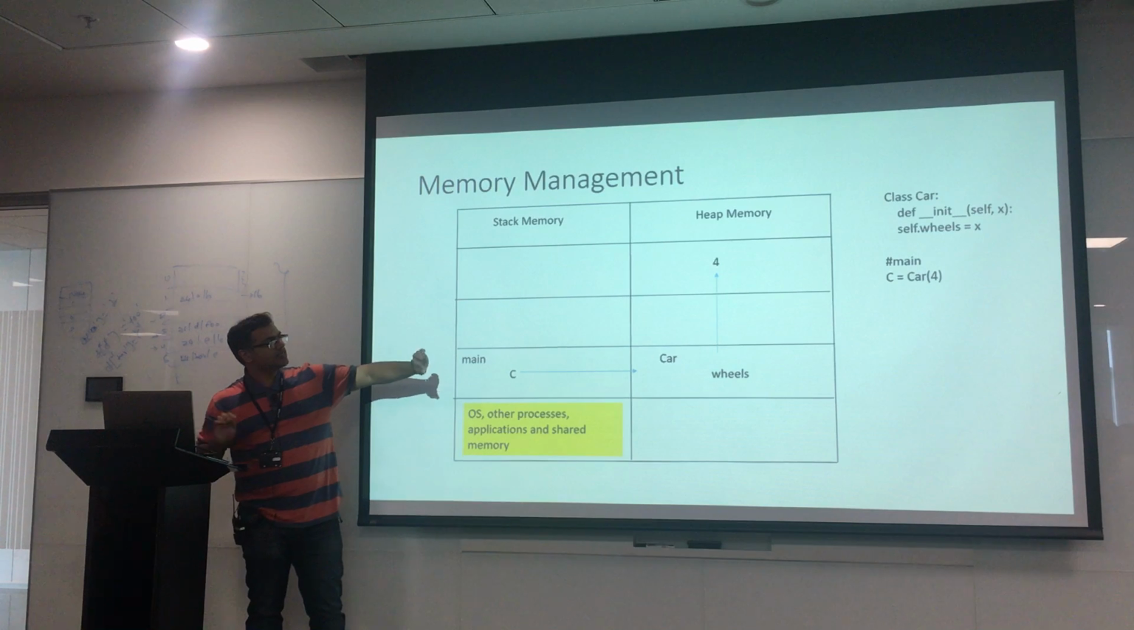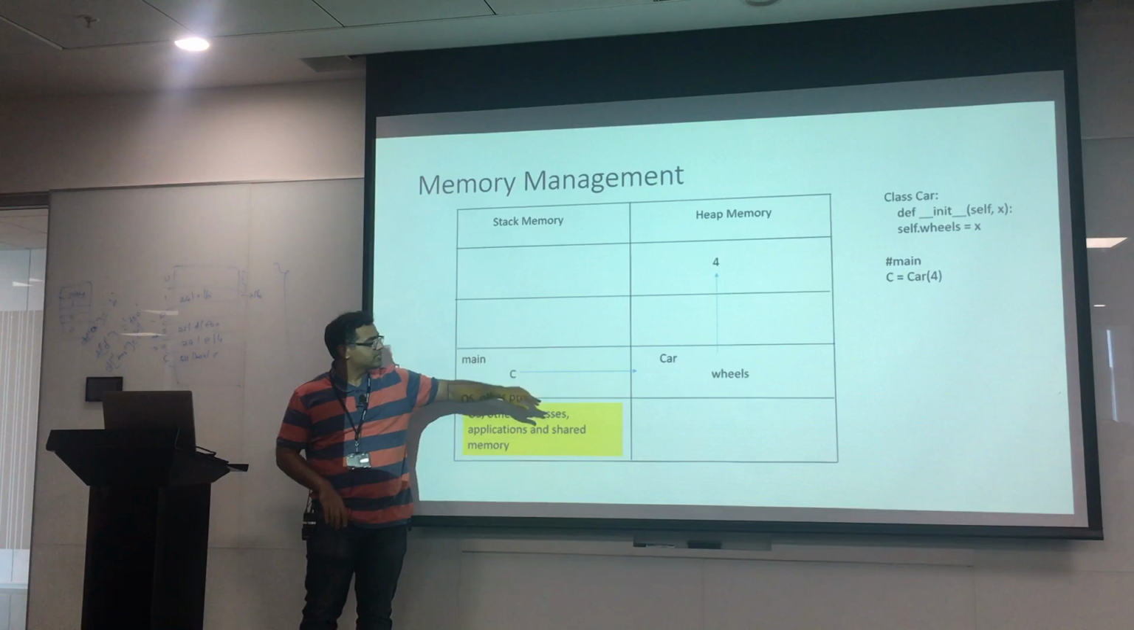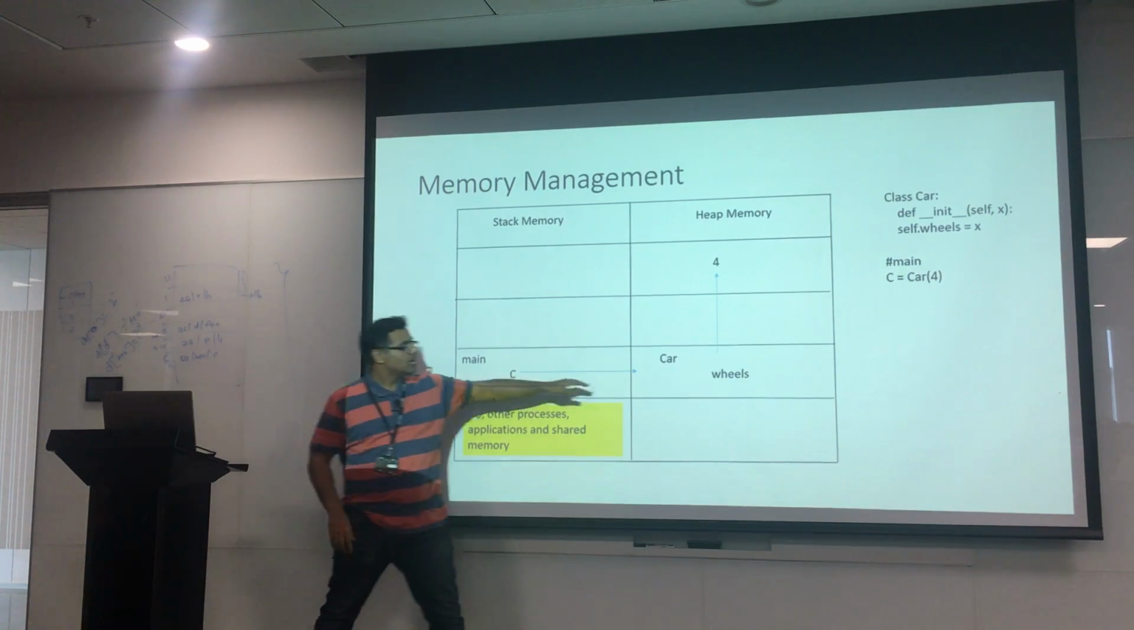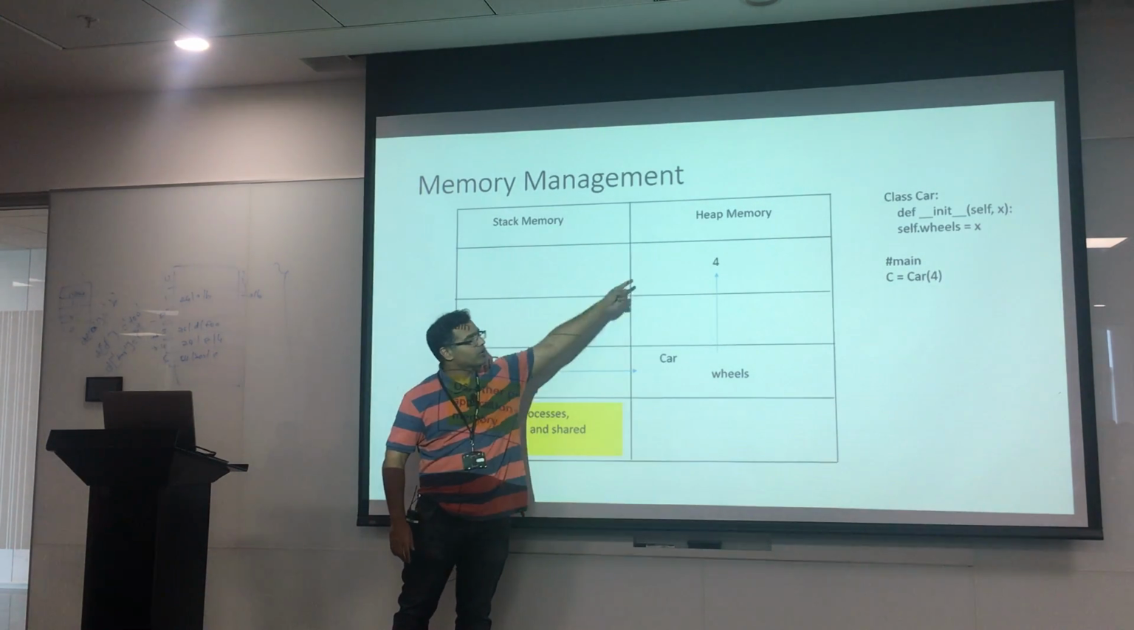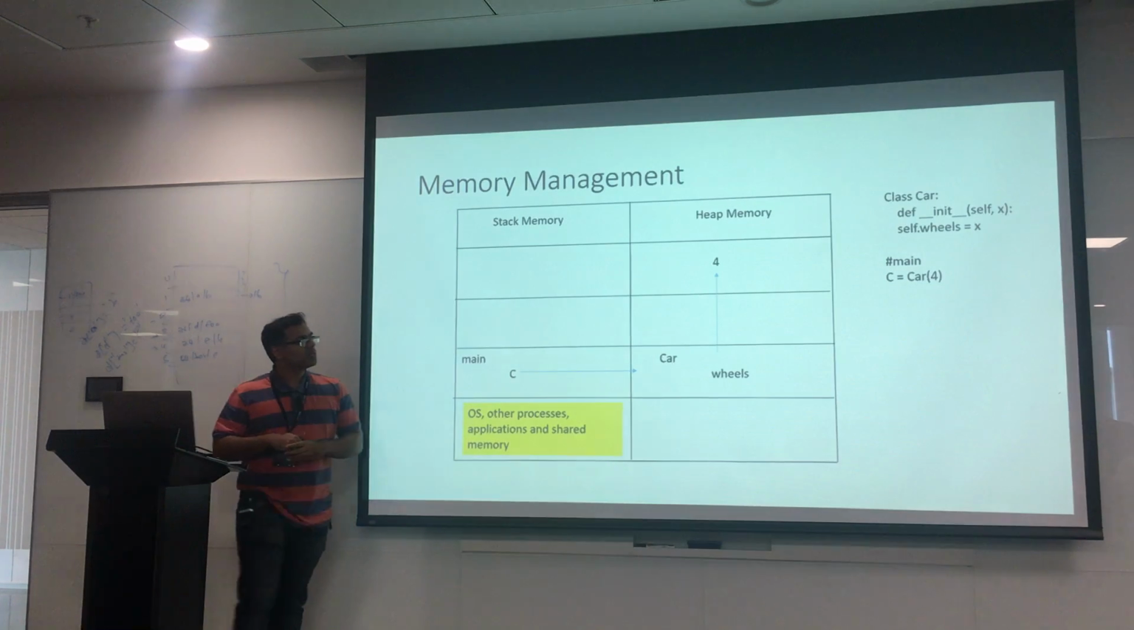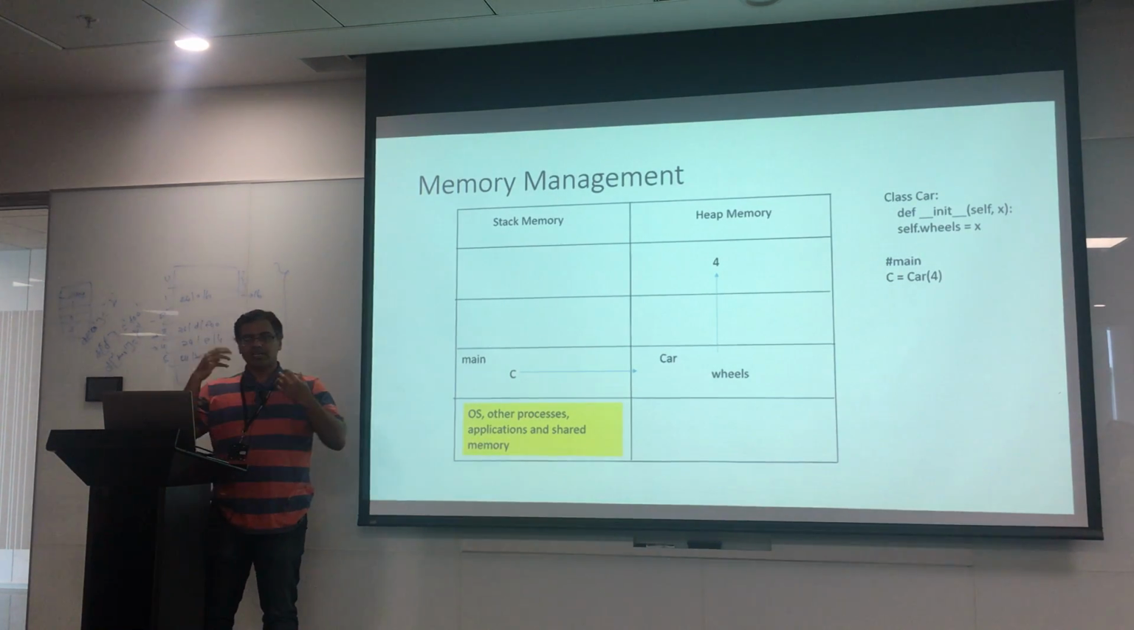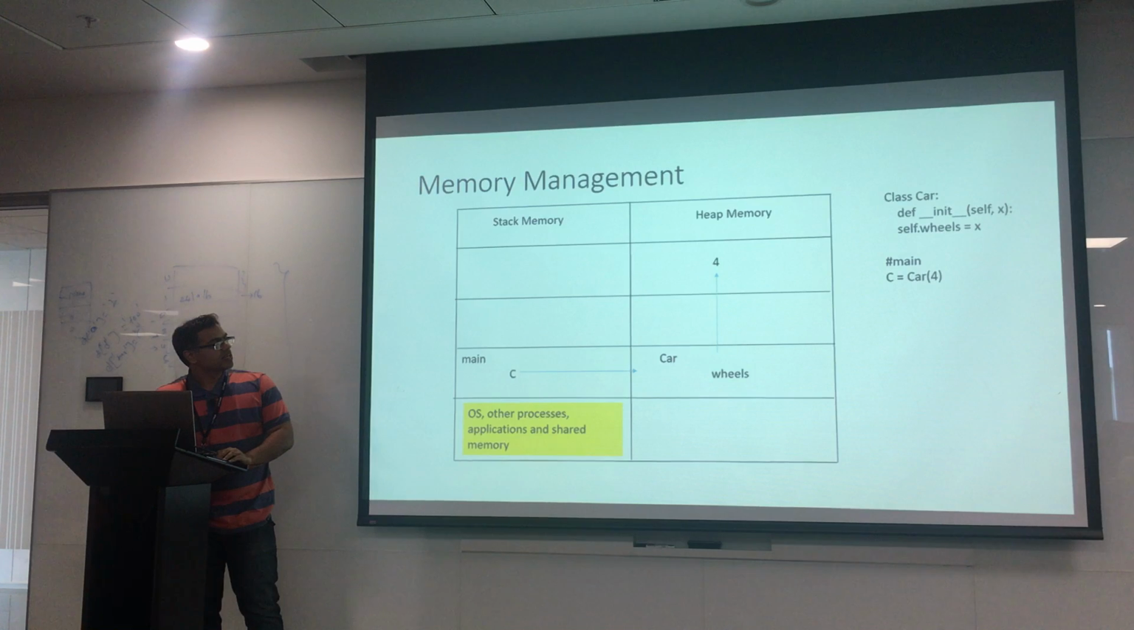This is just the way that complex objects work. Let's say you have a C which is pointing to a class. A class will have another variable which is pointing to another value. I just put it there to tell you how that memory looks.